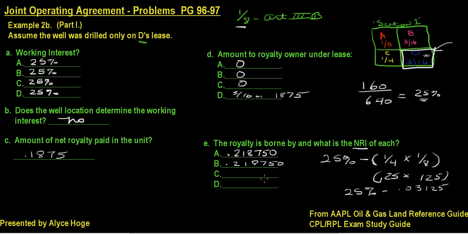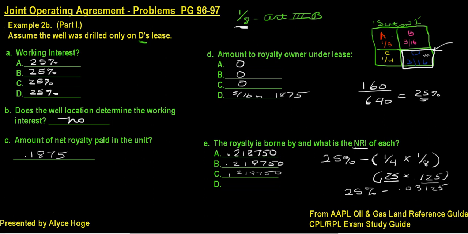Now let's look at C. C is in exactly the same position. Notice that we're not basing it on what their royalty interest is in their lease. We're only basing it on what they're responsible for under Article 3B, up to 1/8. So C's interest is going to be exactly the same. They're also responsible for 25% of that 1/8 royalty, deduct that from their working interest, and that's going to be their net revenue interest.